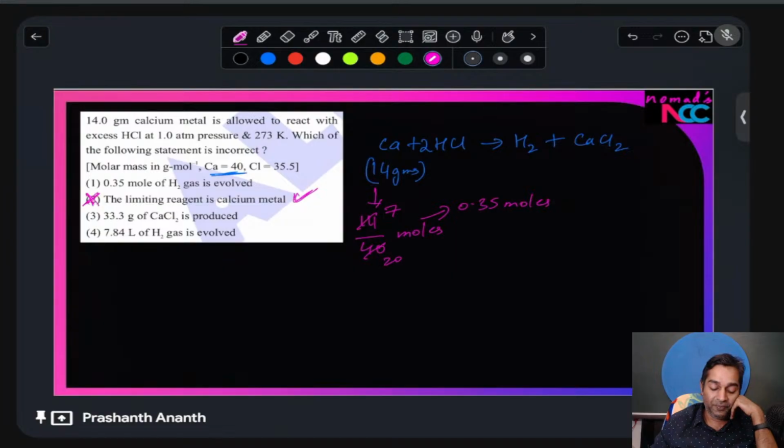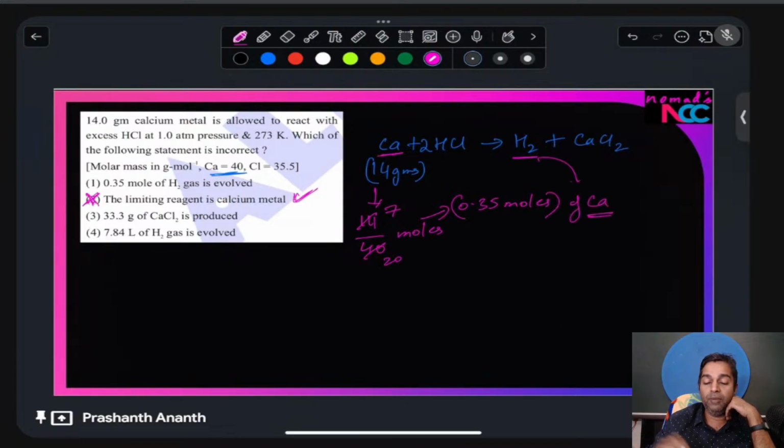Okay, next up. 0.35 moles of hydrogen gas is evolved over here. So look at the equation. 1 mole of calcium is going to produce 1 mole of hydrogen gas. 0.35 moles of calcium are involved, so I'll have 0.35 moles of hydrogen gas also being produced in the reaction. So this statement is also correct, so this is going to be wrong as well.